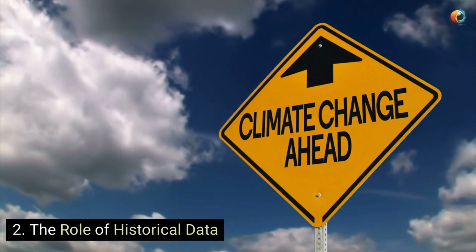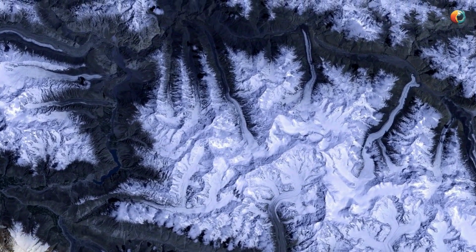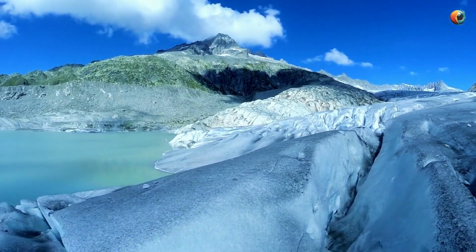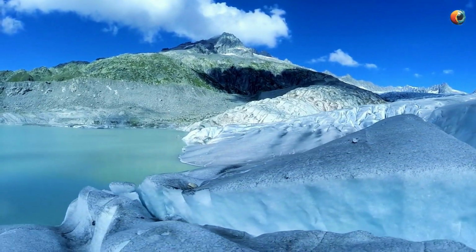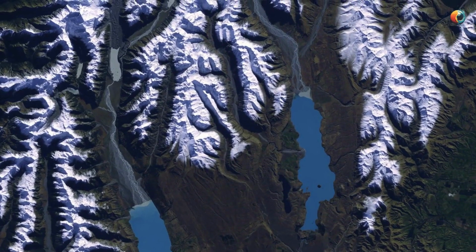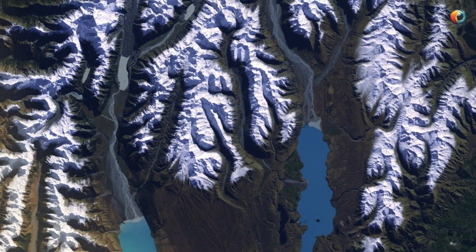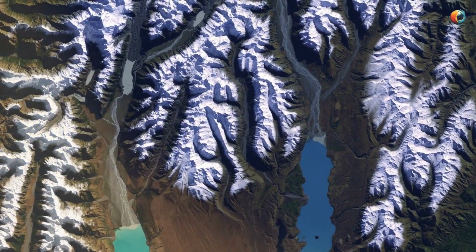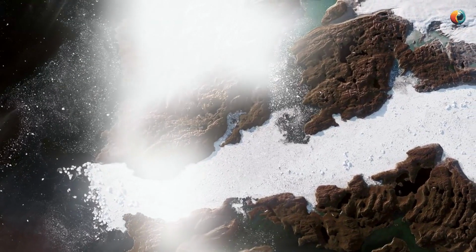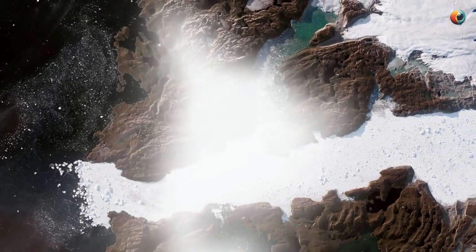2. The role of historical data. Historical data plays a vital role in shaping climate models. Scientists rely heavily on past climate records and paleoclimate data to validate their models. This data includes temperature records, ice core samples, and sediment layers that provide clues about conditions on Earth thousands of years ago. By comparing model outputs with historical data, scientists can tweak their models to improve accuracy.